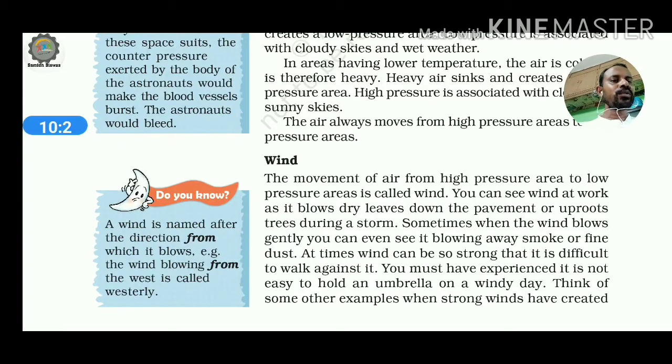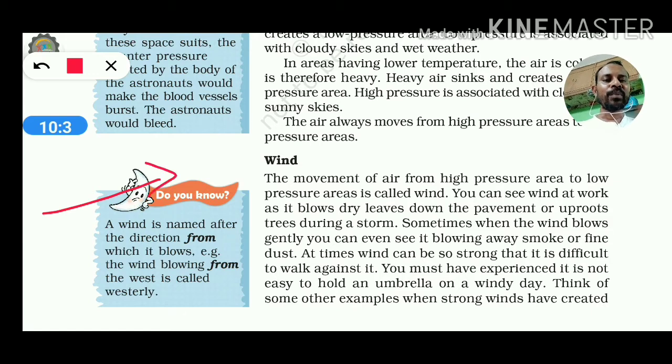wind. Already I have told you the direction of the air. What is the meaning of wind? Wind means horizontal movement of air. We have to keep it in mind, horizontal movement, not vertical. Horizontal movement of air is referred to as wind, and the wind system usually blows from high pressure to the low pressure region. So we can see the possibility of the development of storms and cyclones in the low pressure region.